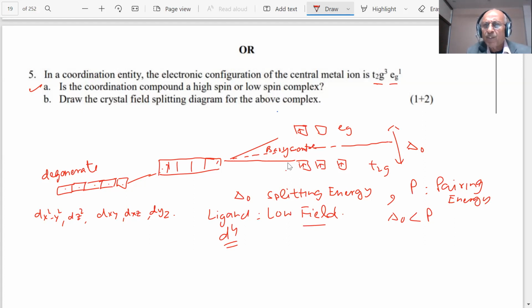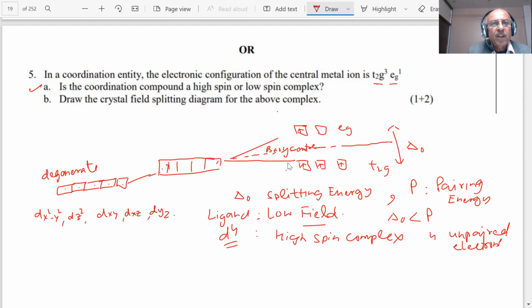So in this example of the low field ligand, what you are getting is a high spin complex, because there are 4 unpaired electrons. If it is d4, there are 4 unpaired electrons. If pairing takes place, then there will be 2 unpaired electrons. So this is the example of a high spin complex, because the splitting energy is lower than the pairing energy.